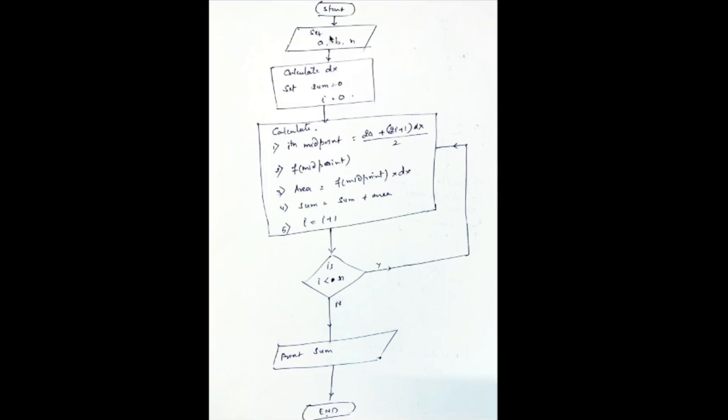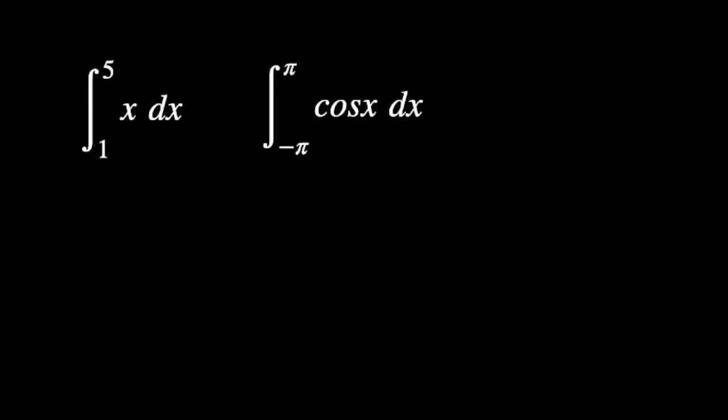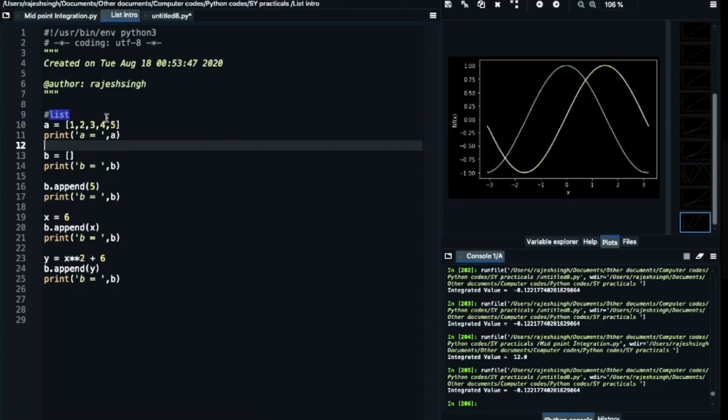So this is the basic flowchart of the entire process. I'm going to solve the first integral at least. The second, maybe, if the time is there. But for the first integral, I'm going to show how to do this, and I'm going to show you how to use lists in Python.